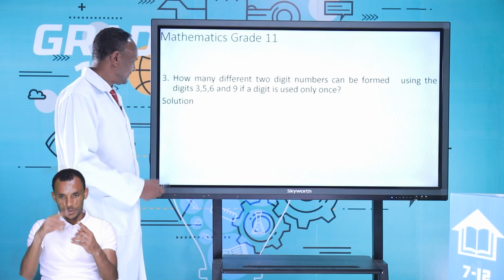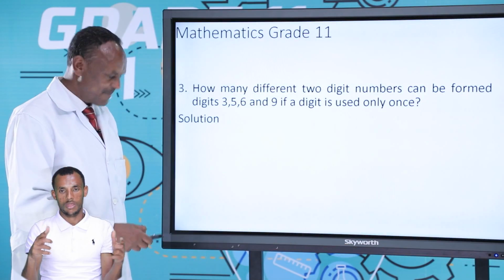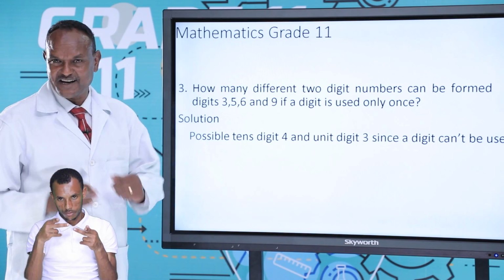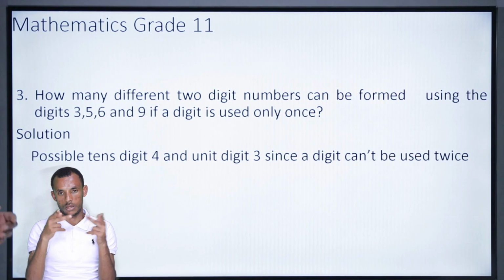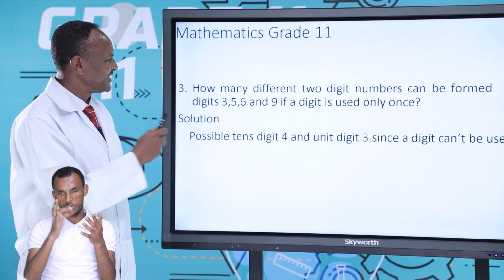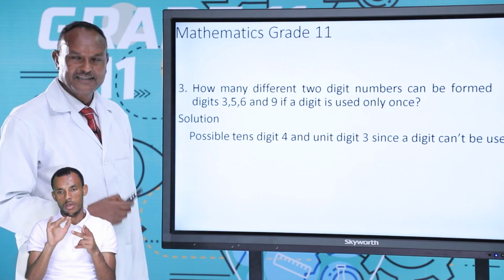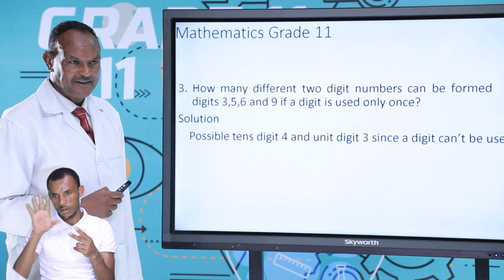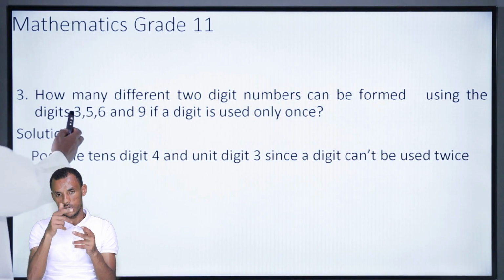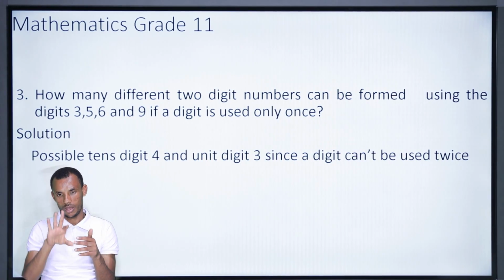To do this problem, for every possible two-digit number, we should have a tens place and a units place number. For the tens place, you can select any one of these 4 digits, 3, 5, 6, 9. So for the tens place, we have 4 possible choices. Since a digit cannot repeat, once one of the digits is used for the tens place, say number 3, 3 digits are left. So for the units place, we have 3 possible choices.